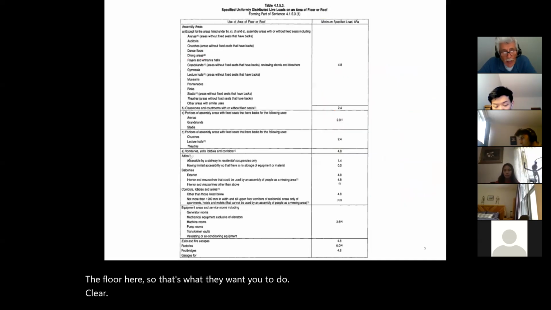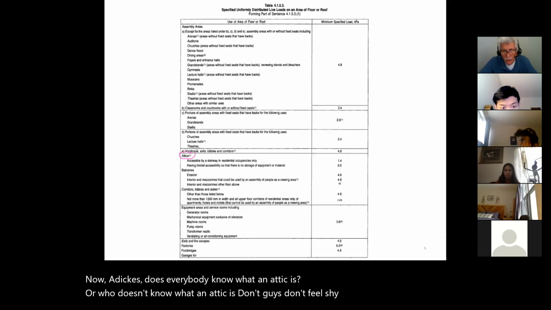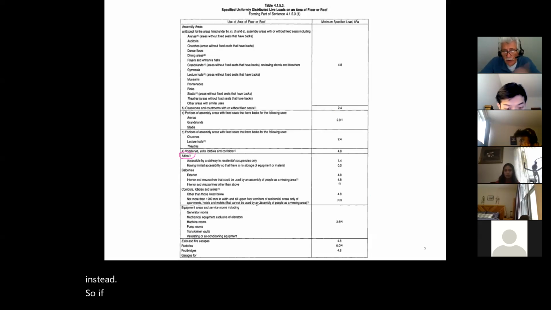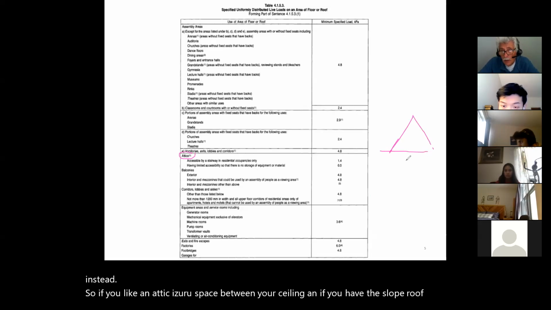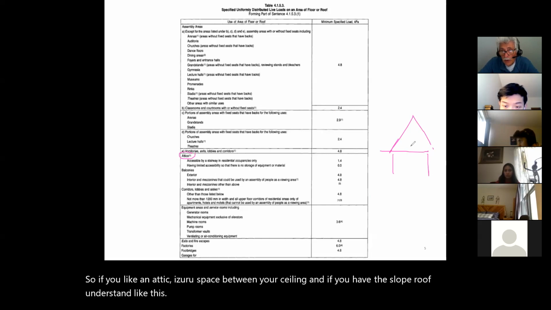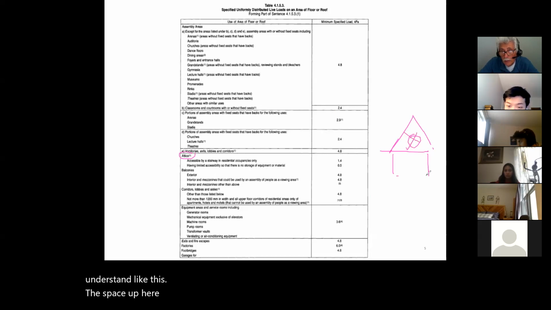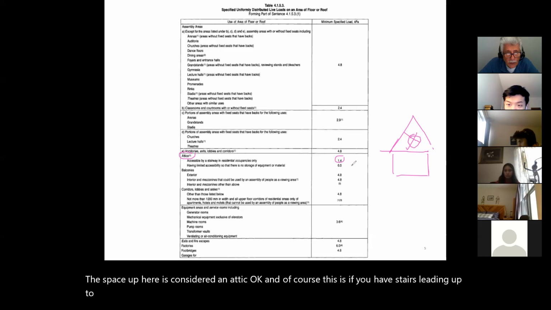Okay, now attics. Does everybody know what an attic is? Or who doesn't know what an attic is? Guys, don't feel shy. Now's the time to ask, understand? An attic is a roof space between your ceiling and a sloped roof. You understand? Like this, the space up here is considered an attic. And of course, if you have stairs leading up to it, that's another consideration and so on.